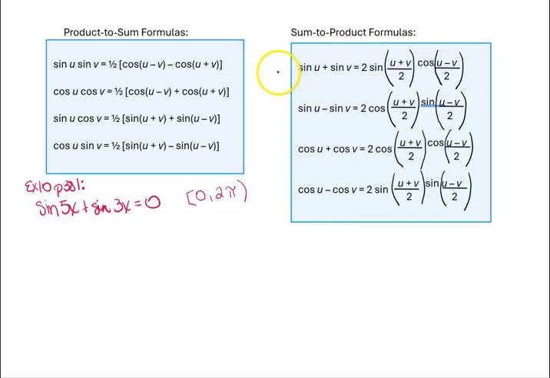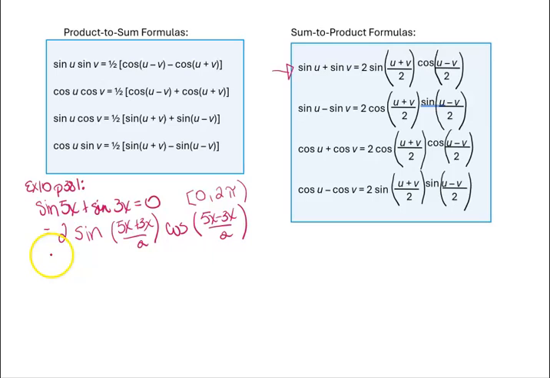So if I look up here in my sum to product formulas, I see that it is equivalent to sine u plus sine v, u being 5x and v being 3x. So I'm going to rewrite them as 2 sine of u plus v over 2 times cosine of u minus v over 2, and see if I can simplify it that way. As you can see, I rewrote sine of 5x plus sine of 3x as 2 sine of 5x plus 3x over 2 times the cosine of 5x minus 3x over 2. And now I do have like terms I can use to simplify this.